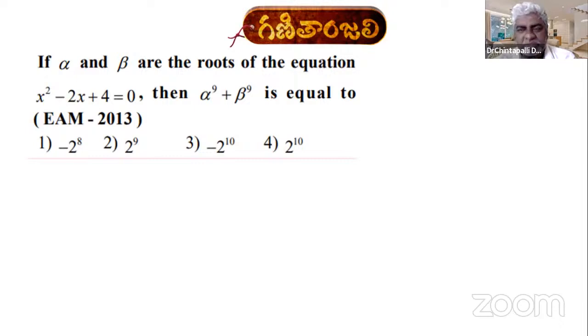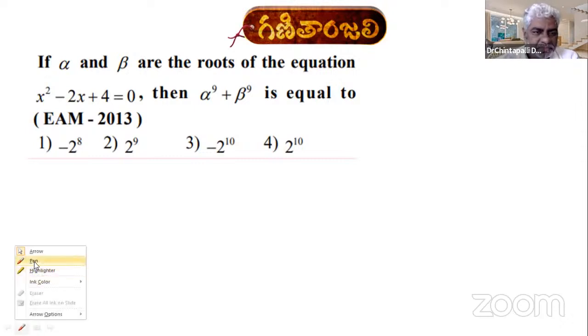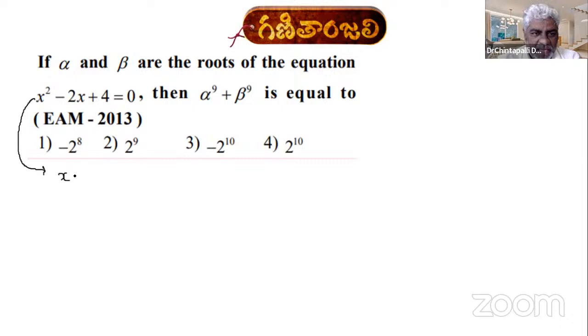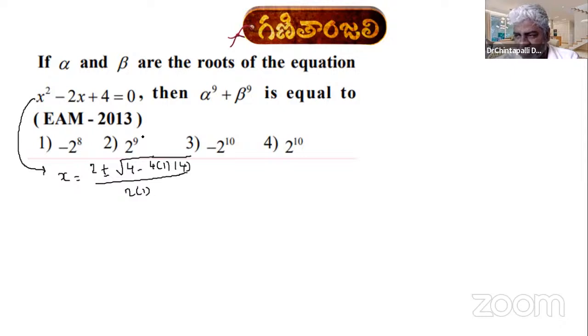We just use the formula to find its answer: x is equal to minus b plus or minus the square root of b square minus 4ac, by 2a. When we solve it, x is equal to minus b, that means 2, plus or minus the square root of b square, that is 4, minus 4ac, 4 times 1 times 4, by 2 times 1.